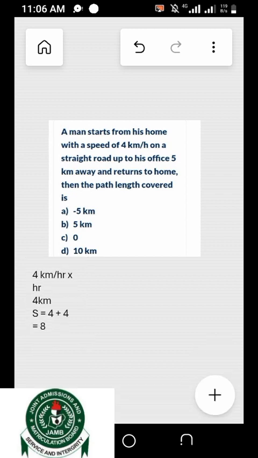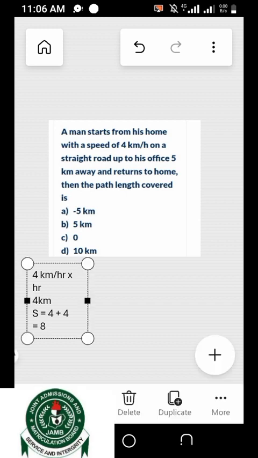So if we have gotten the distance as this, we want to get the speed he used, right? Because they are asking the path length covered, so now they're asking for the total distance, right? So this should be for the time, not for the distance. If they're asking about the total distance, then this is the time, right?